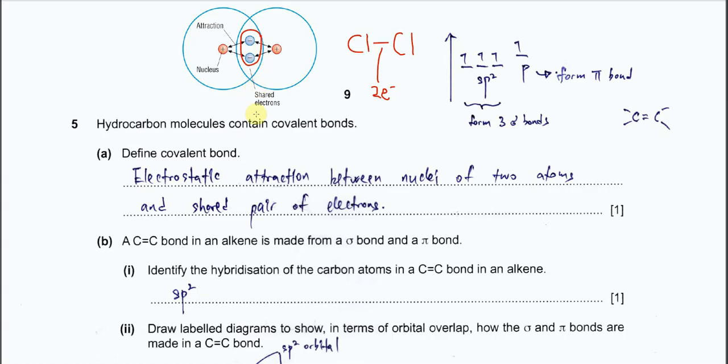Okay, if you understand this, then the definition seems quite easy now. So the covalent bond is what? It is the electrostatic attraction between the nuclei of two atoms and the shared pair of electrons, meaning the bonding pair here.